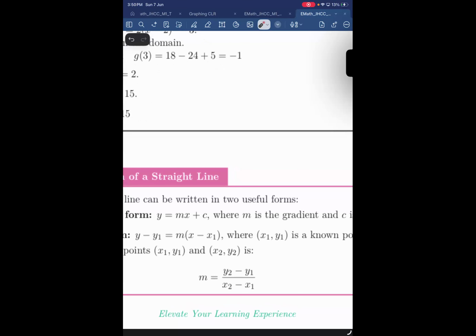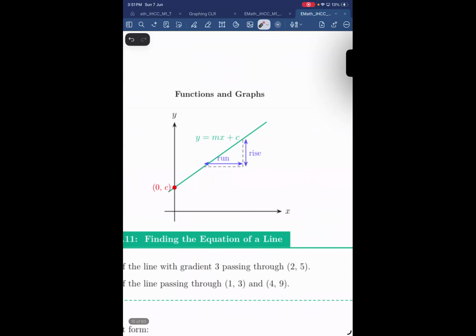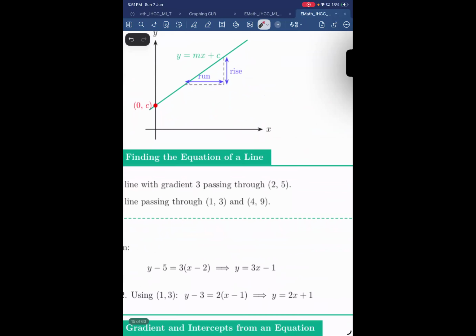So the equation of a straight line can be written in two forms. Gradient intercept, y equals mx plus c. Then the other one is y minus y1 equals m times (x minus x1). So basically you need to know a point on the straight line, and then you also need a gradient. The gradient is rise over run. In other words, it's (y2 minus y1) over (x2 minus x1). Rise is the change in the y coordinate, and run is the change in the x coordinate.